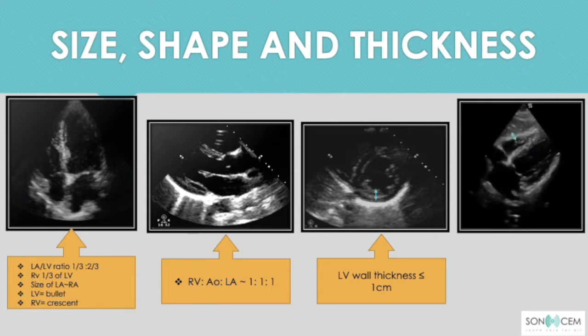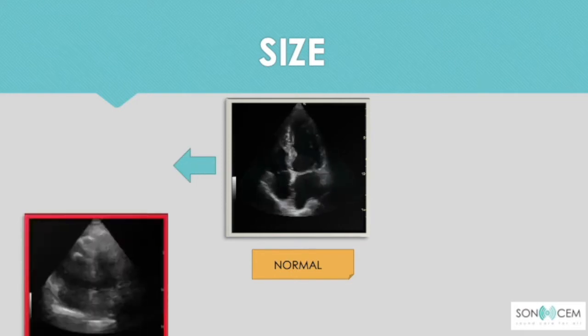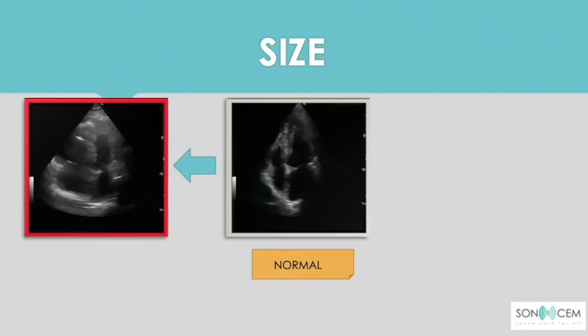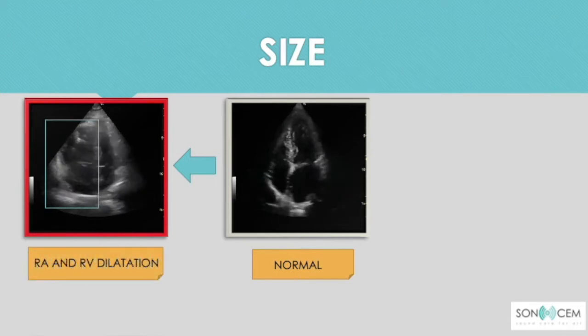The RV wall thickness can be seen at the subcostal 4 chamber view. The normal RV wall thickness is less than 0.5 cm. Okay, this is the normal size of apical 4 chamber. To the left of the screen, what you can see here? Okay, there is RA and RV dilatation.